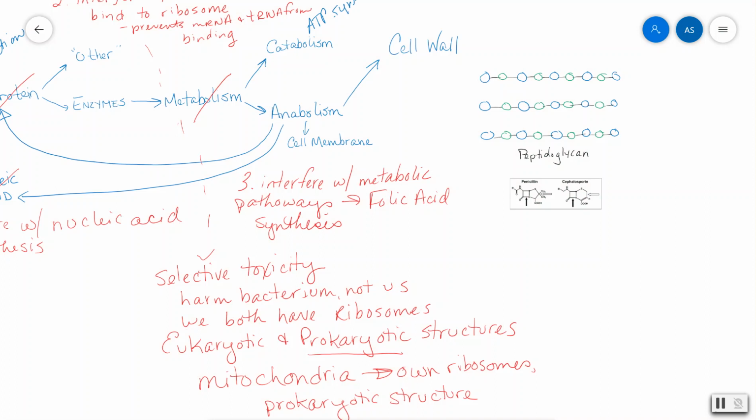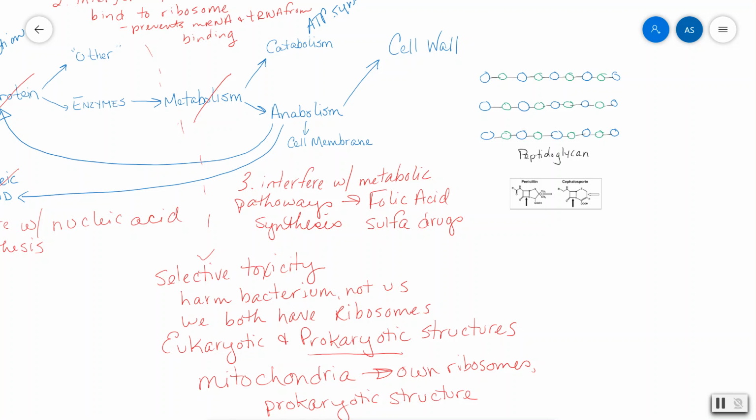And drugs that interfere with folic acid synthesis include sulfa drugs or sulfonamides. And these drugs maintain their selective toxicity because humans get all of their folic acid from their diet, not by making it themselves. Bacteria oftentimes will synthesize folate. Humans have to ingest it.